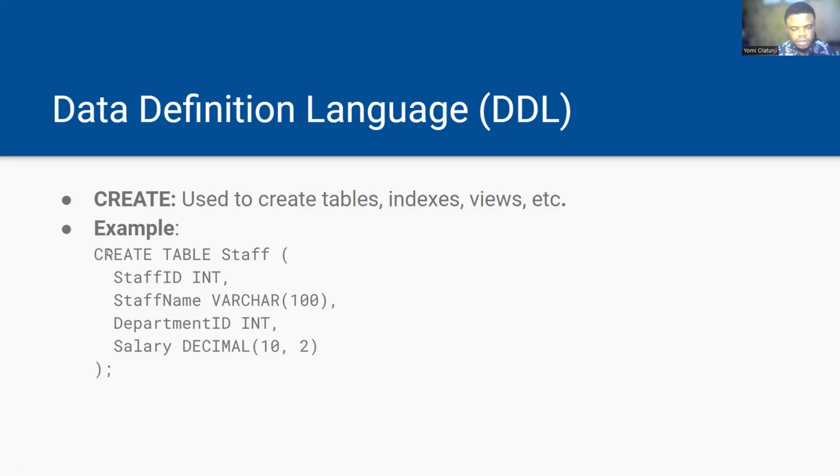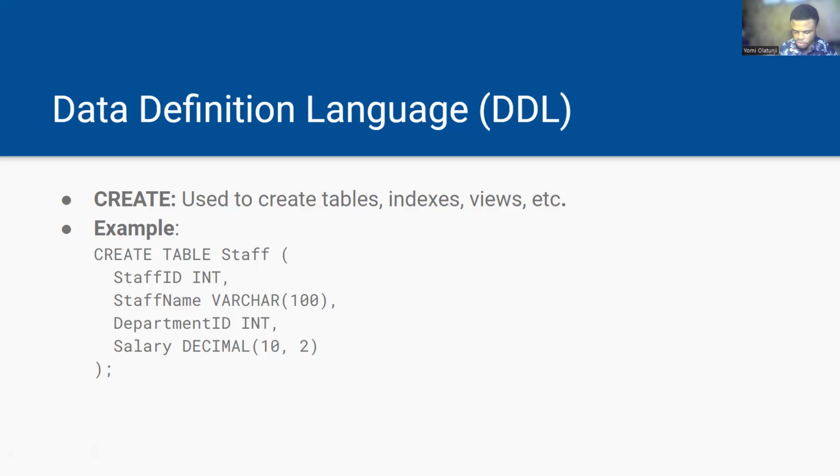You can see the sample I have here. It's create table, then we have the table name, which in this example is staff. Then we have the columns in the database table, the different columns that we're supposed to have. Probably the first column is staff ID, and then the data type. I want my staff ID to be of data type integer, so that's a number.